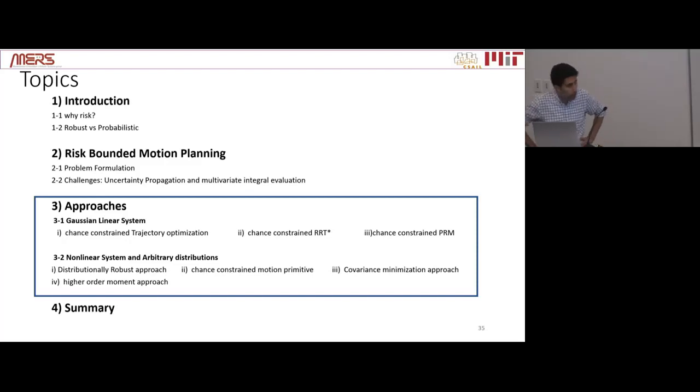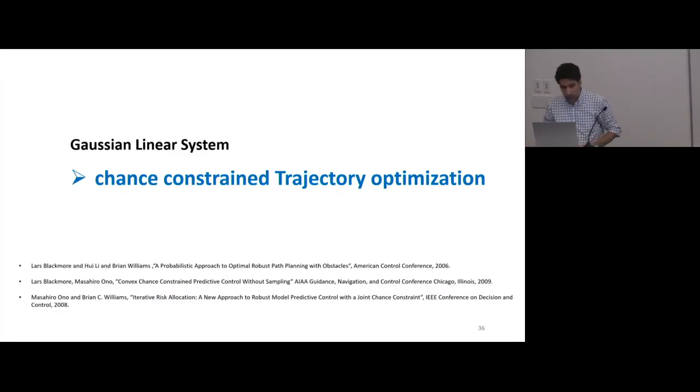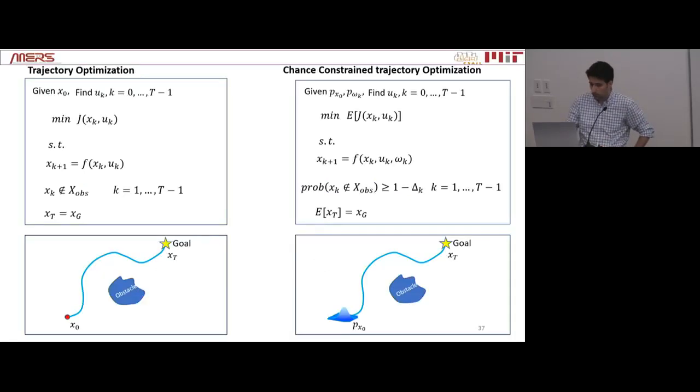In the first approaches, I'm going to come up with a risk-bounded version of trajectory optimization, RRT star, and PRM, three popular motion planning algorithms. So let's first start with chance constraint trajectory optimization. We know how to solve the deterministic trajectory optimization problem. You saw this on Tuesday.